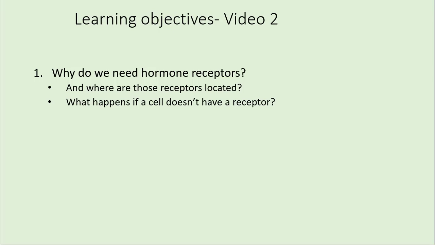Okay, in this video, we're going to continue with the endocrine system, and we're going to cover these learning objectives. Why do we need hormone receptors? Number two, where are those receptors located? And what happens if a cell doesn't actually have a receptor? I keep using that word receptor over and over, because that is the key thing here. We want to come away appreciating the role of receptors.